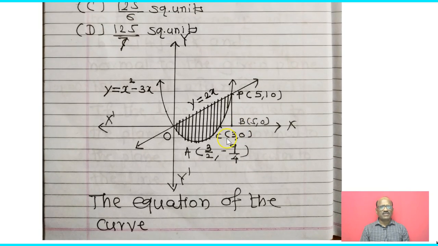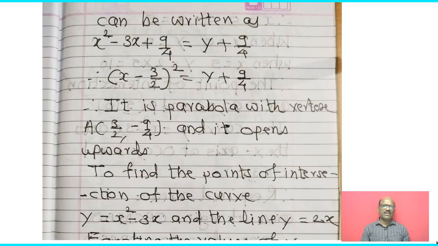The equation of the curve can be written as x square minus 3x plus 9 by 4 equals y plus 9 by 4, that is (x minus 3 by 2) square equals y plus 9 by 4. It's a parabola with the vertex at (3 by 2, minus 9 by 4), and it opens upward.